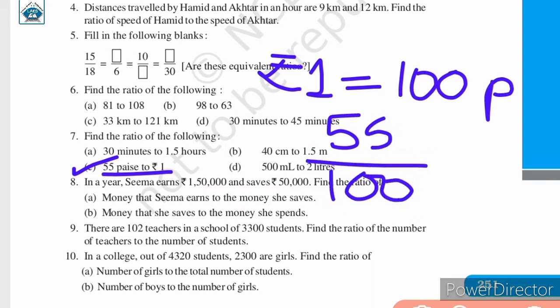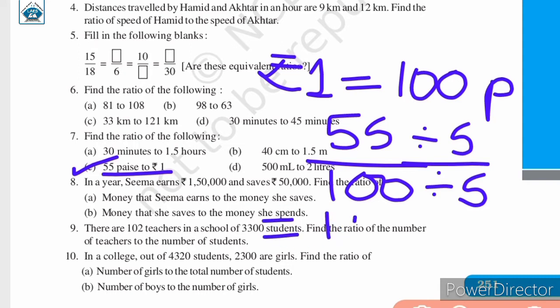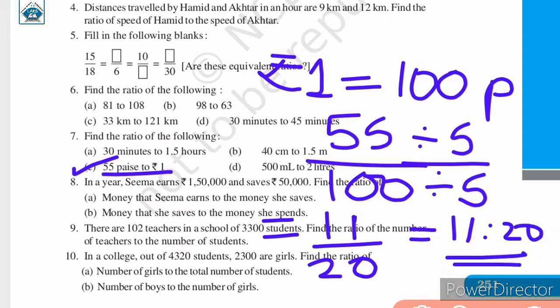55 पैसे to 100 पैसे कैसे लिखेंगे? 55/100. Again same procedure. What will be the highest common factor? The highest common factor of the numerator and denominator will be 5. So when we divide the numerator and the denominator with the highest common factor, we will get 11 upon 20. So this can be written as 11 is to 20. So this is the required ratio.